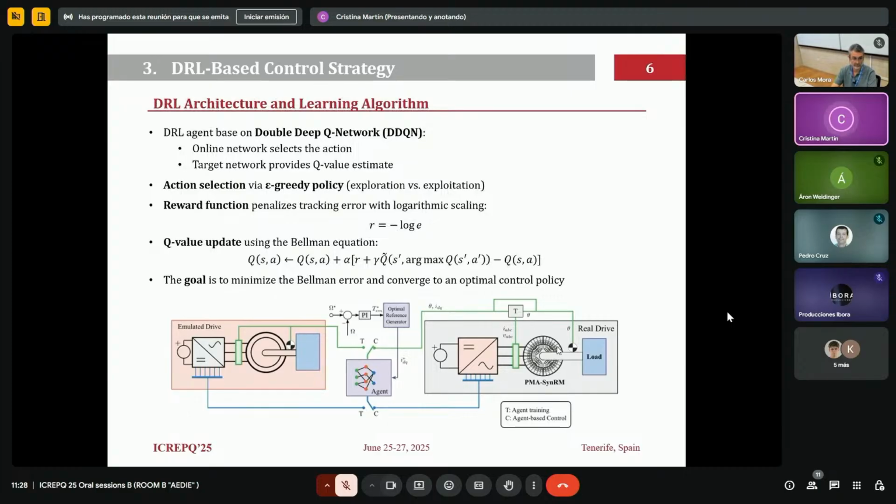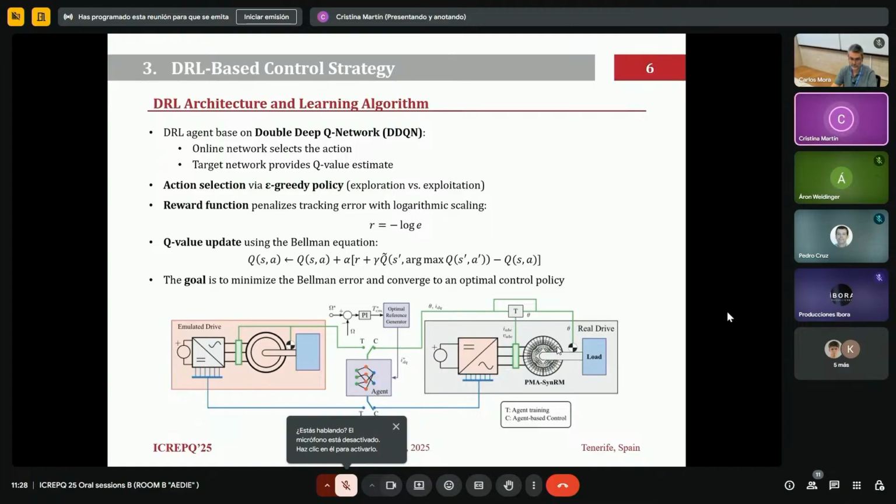To do that, the DRL agent is based on a double deep Q network. It uses 2 neural networks, the online one, which selects the action, and the target network, which helps the training process by estimating the Q values. During the training process, the agent interacts with an emulated drive that is represented in the figure with the switch that changes to the T position.